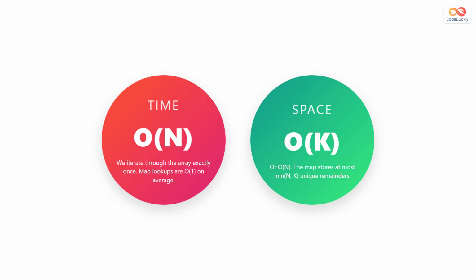This solution is highly efficient. In terms of time complexity, it is O of n because we only pass through the array once. Map operations are constant time on average. For space complexity, it is O of k or O of n because the map stores at most the number of possible remainders, ensuring we do not use excessive memory.